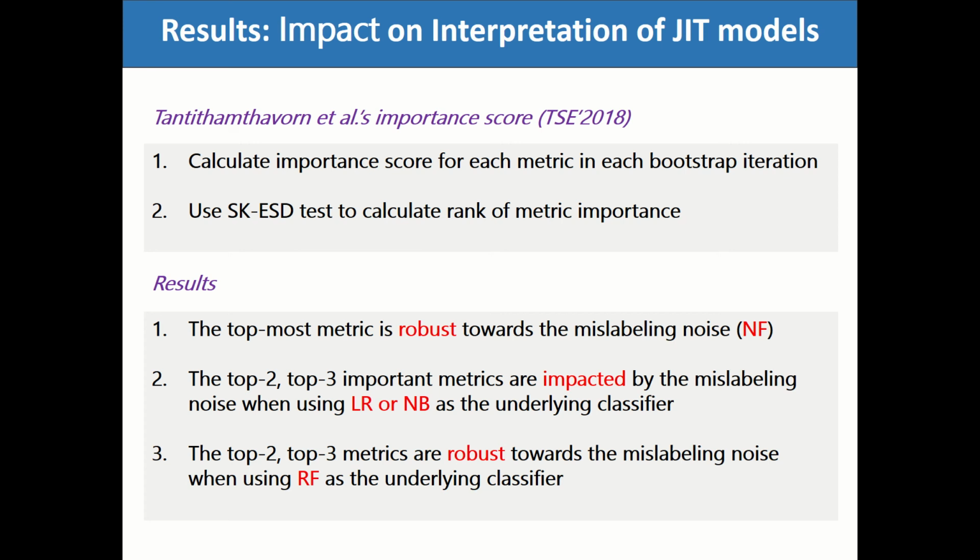As for the metric importance of JiT models, we found that the most important metric is not impacted by the mislabeling noise, which is the number of modified files in the change. When using naive Bayes and logistic regression as the underlying classifier, the top 2 and the top 3 important metrics are impacted by the mislabeling noise. But when using random forest as the underlying classifier, the top 2 and the top 3 metrics are also robust.